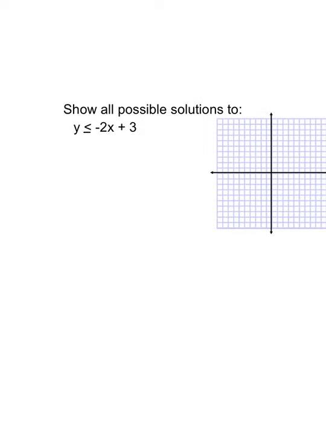Now that we've had a review of graphing, let's look at what would happen if this was instead what's called an inequality. So you'll see that instead of the equal sign, we have this inequality symbol. The equation has not changed. It still has the y-intercept at 3 and the slope of negative 2. So I'll get that graphed on quickly.